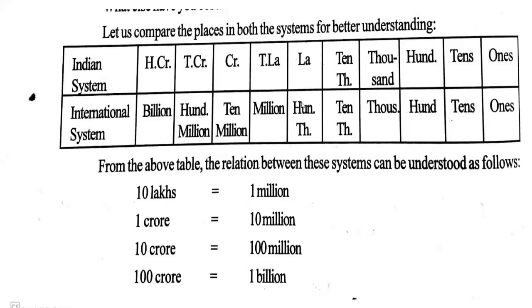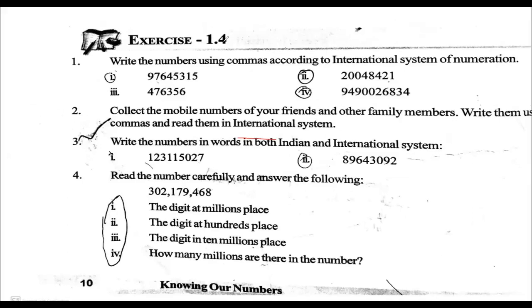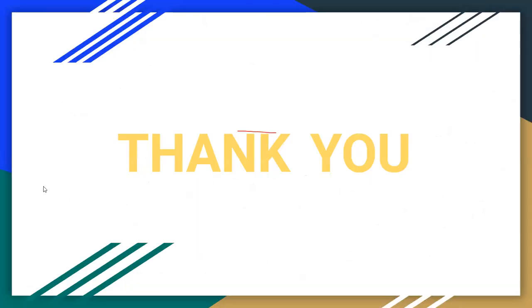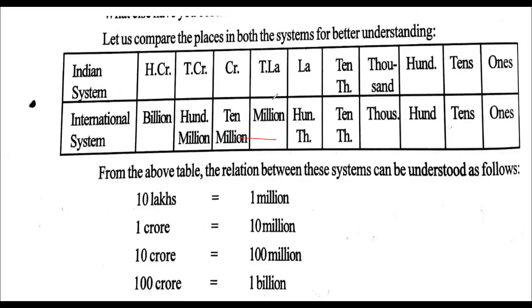Okay, let us go. In the Indian system, 100,000 is equal to 1 lakh, as given. And what about 10 lakhs? 10 lakhs is equal to 1 million. So you can see this. 10 lakhs is equal to 1 million.